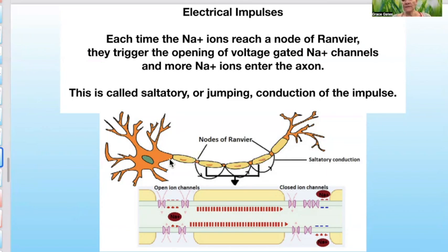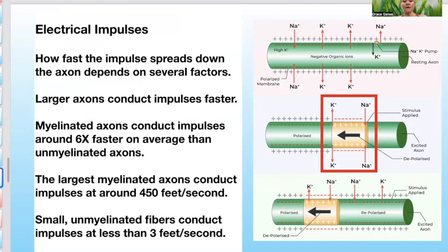So the action potential is created at the axon hillock. The sodium ions pass through the axon underneath myelin sheaths, not interacting with much of anything, just traveling and sort of dispersing. Then they get to a node of Ranvier. They interact with the voltage-gated channels, and voila, more sodium ions come in, and the action potential is propagated along the axon. How fast the impulse travels down the axon depends on several factors.